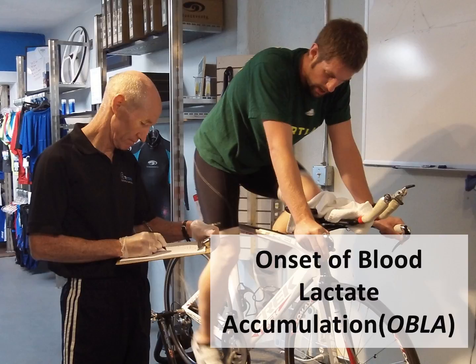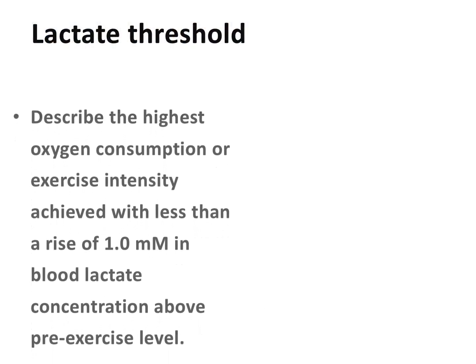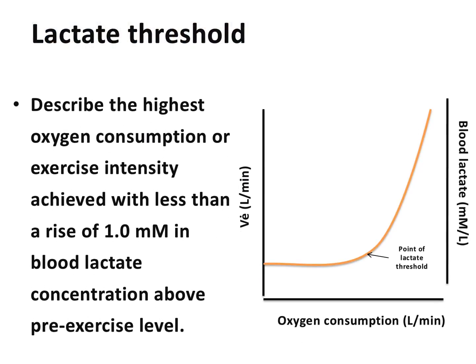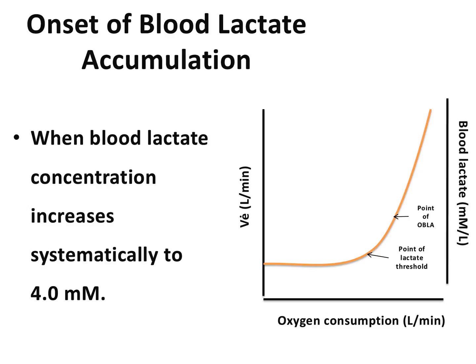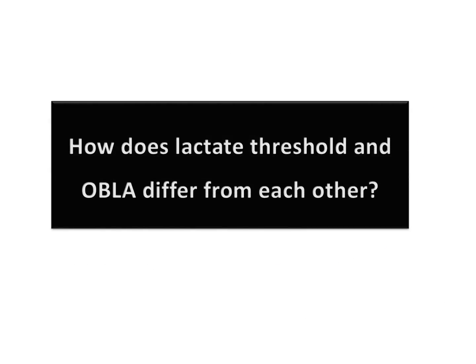Here we talk about OBLA, onset of blood lactate accumulation. Remember, lactate threshold is the highest oxygen consumption or exercise intensity that is achieved with less than a 1.0 millimole rise in blood lactate above pre-exercise concentration level. In contrast, OBLA is when blood lactate concentration increases higher than 4.0 millimole. How do lactate threshold and OBLA differ from each other? This is a possible exam question.